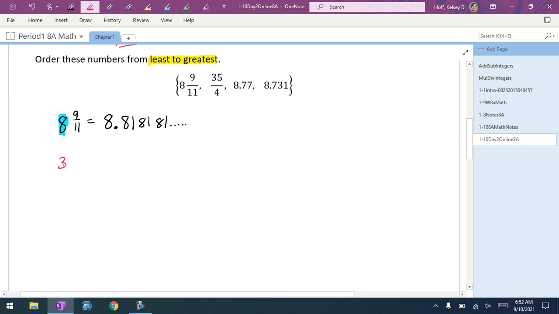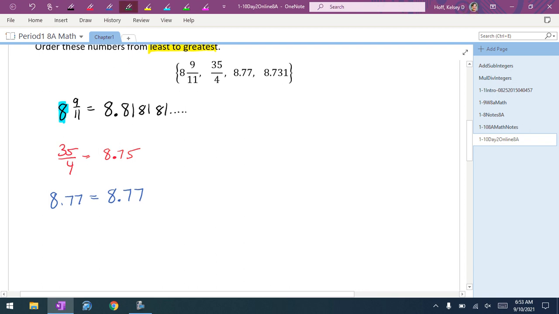Okay, then the next one is 35 divided by 4, so type 35 divided by 4, and we get 8.75. Notice how I'm trying to line my numbers up here because I need to compare them. So you got to be really cautious with your handwriting and make sure you line all your numbers up. 8.77, the nice thing about that, it's already in a decimal, so I don't have to do anything other than copy it down. And same thing with the last one, 8.731.